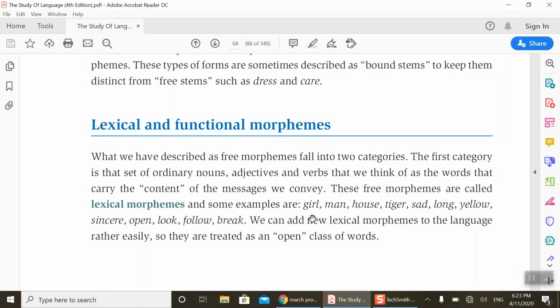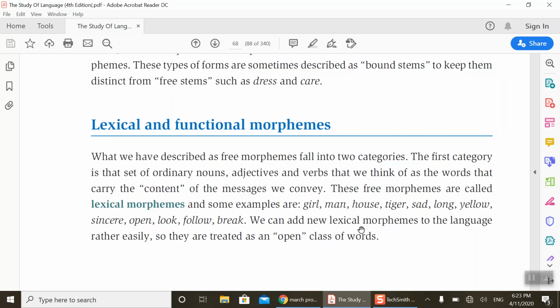For example, lexical morphemes: girl, man, house, nouns, verbs. You know nouns, you know verbs, you know the adjectives. All of them are what? Lexical morphemes. Girl, man, house, tiger, sad, long, yellow, sincere, open, look, follow, break. See, all these are lexical morphemes.